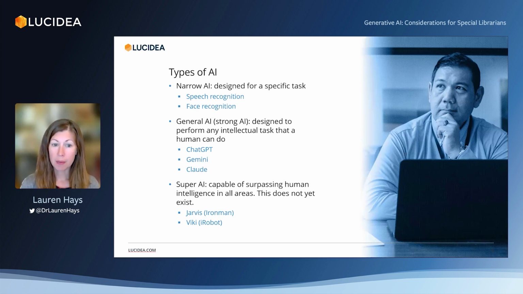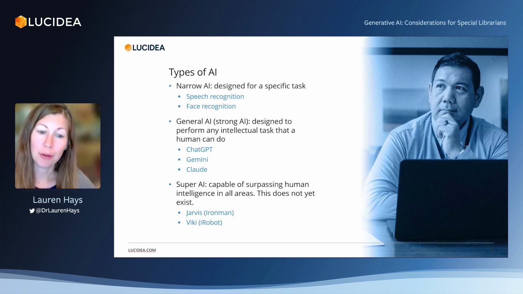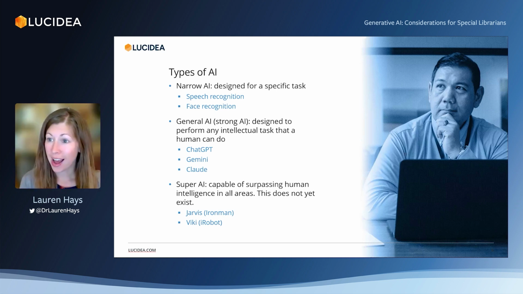And then the third type of AI is super AI, which would surpass human intelligence in all areas. This does not yet exist, but if you're thinking about examples of this, we can look to movies. So Jarvis from Iron Man or Vicky from iRobot would be good examples of that super AI that may never exist, but potentially someday.